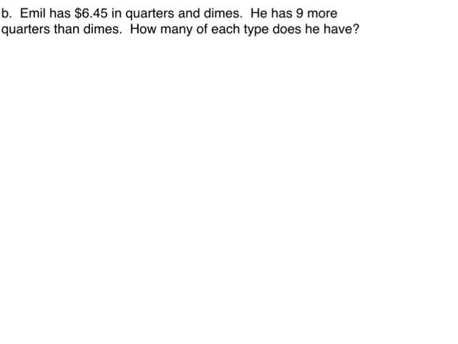All right, Emil has $6.45 in quarters and dimes. He has 9 more quarters than dimes. How many of each type does he have? Okay, what we know is that the number of quarters and the number of dimes is not equal. What would I have to do to make it equal? Well, he's got 9 more quarters than dimes, so I would have to add 9 to the number of dimes to make that equal.